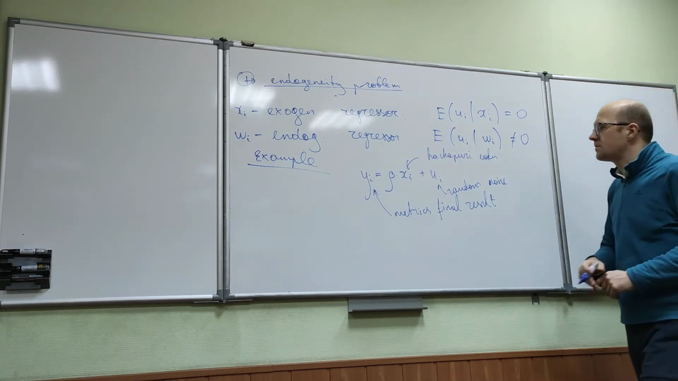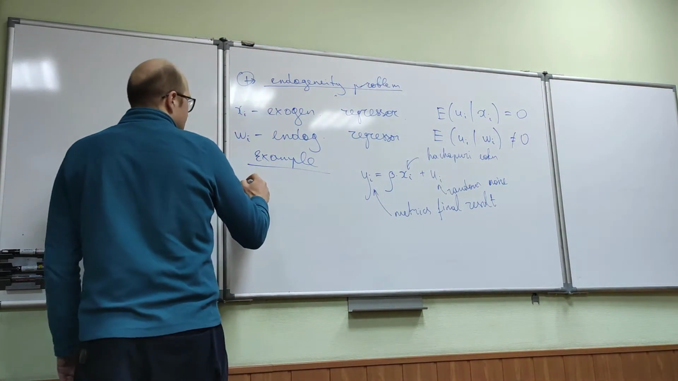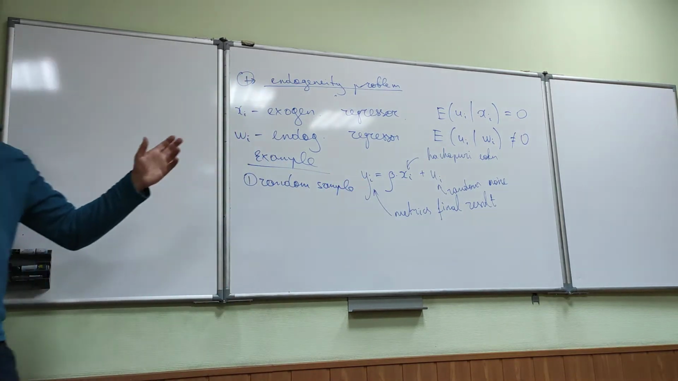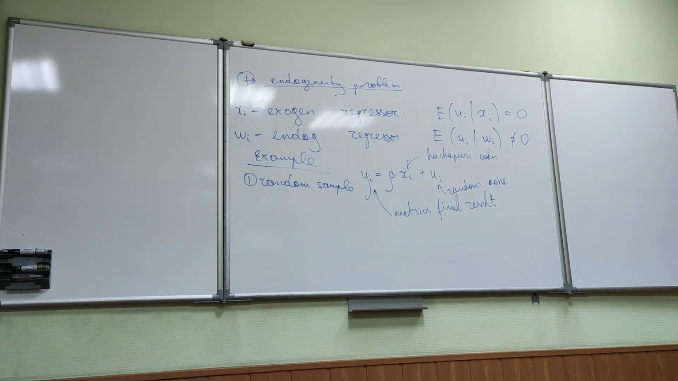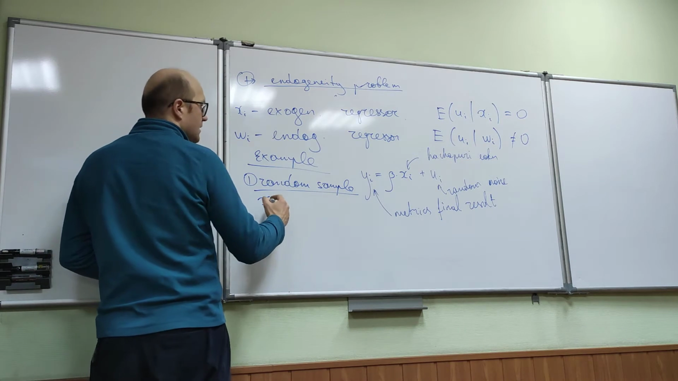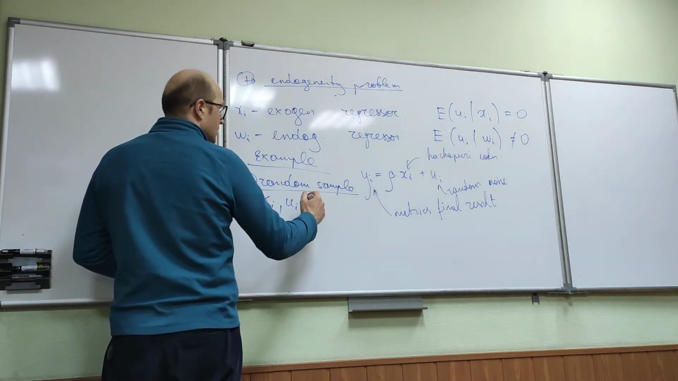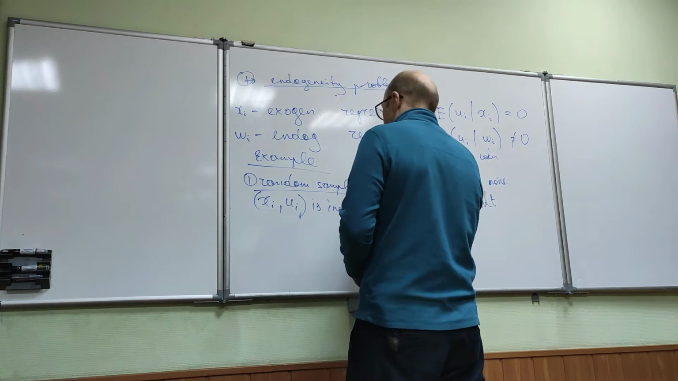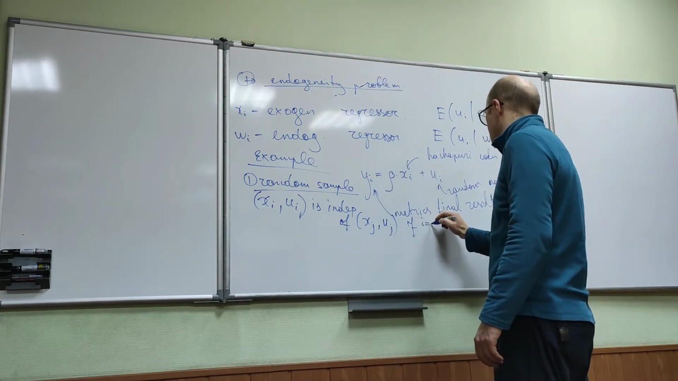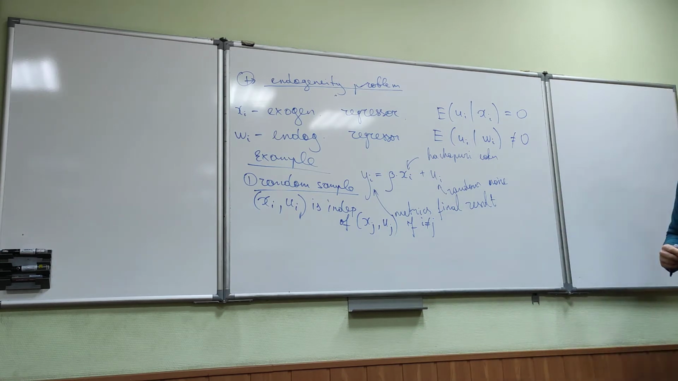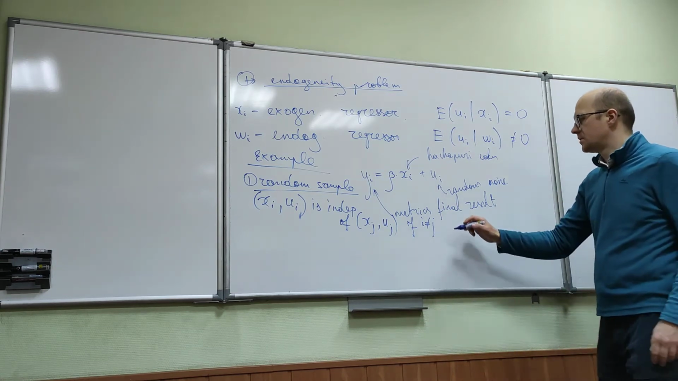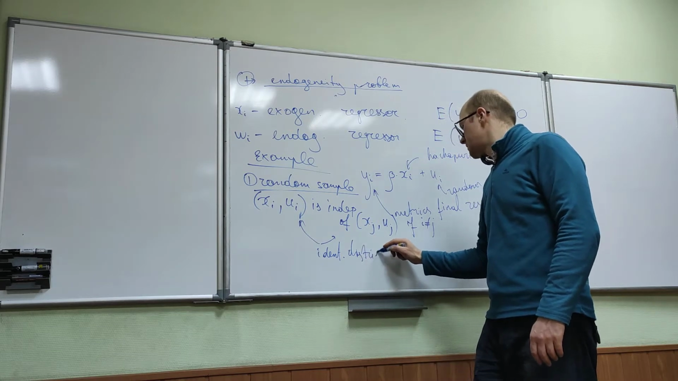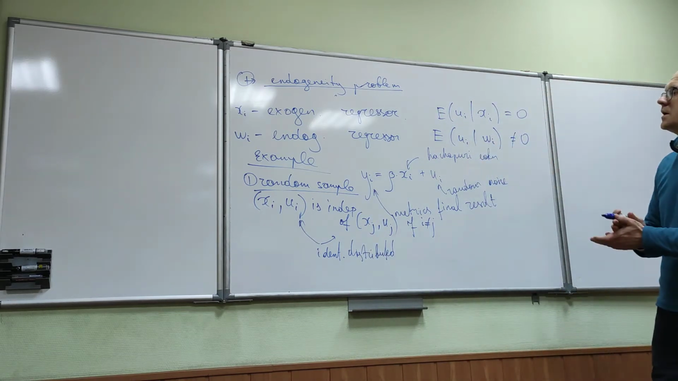And imagine that we have a random sample. So what are the assumptions? Random sample means x_i is independent of x_j if i is not equal to j. So data for different people are independent, identically distributed. Imagine also that we have no endogeneity problem.